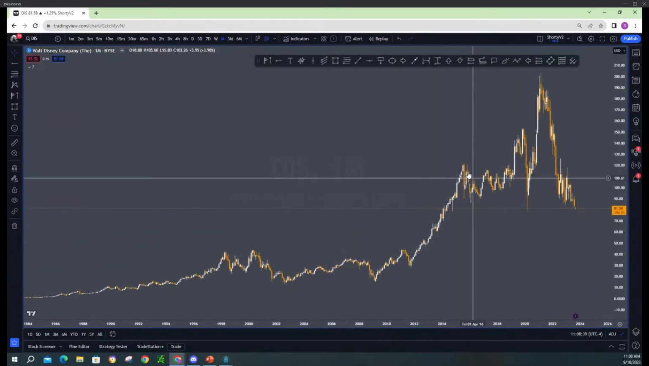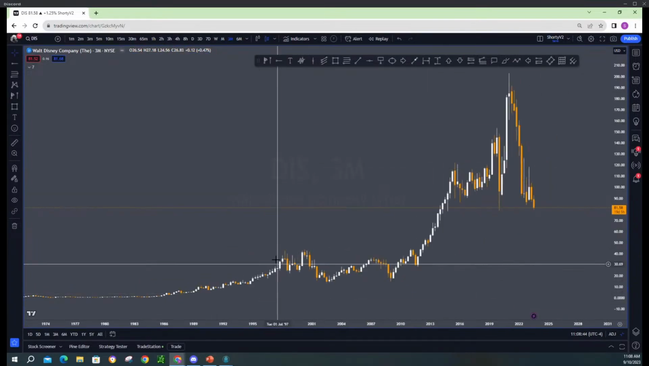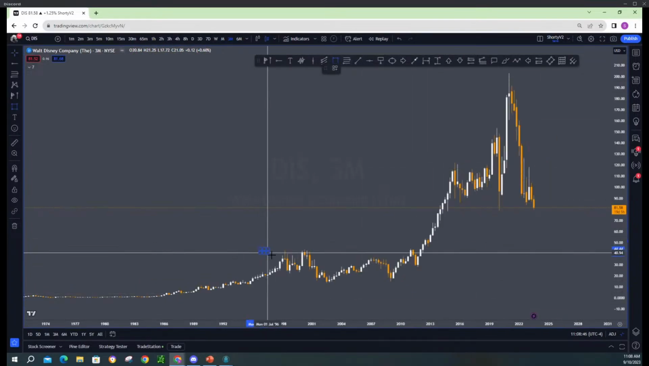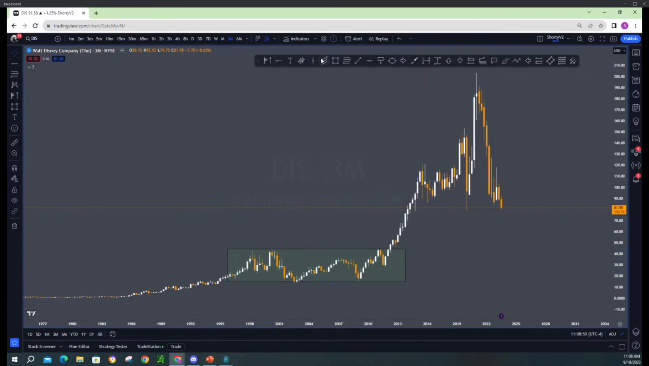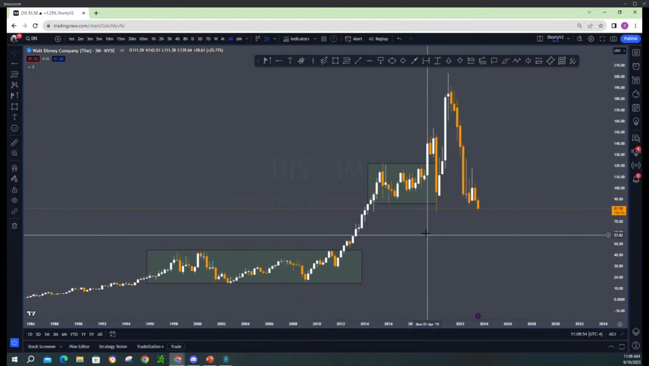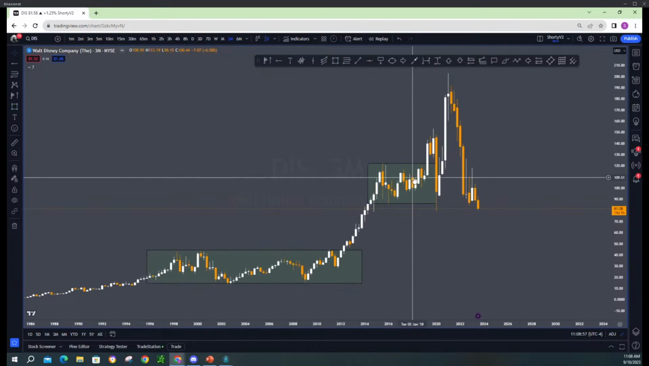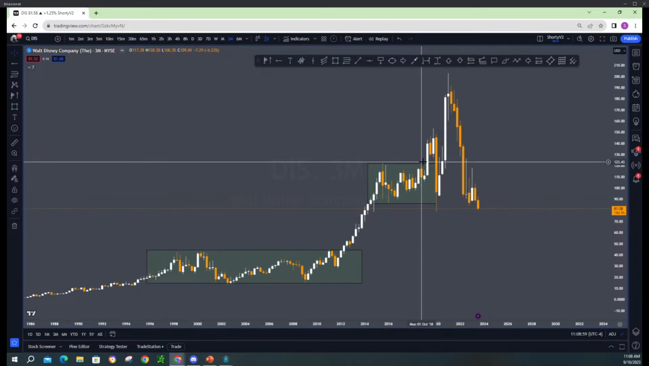So where do you think Disney's headed? Just look at the chart here. I'll give you a 3 month chart. Down, baby. Here's your accumulation, right? This is another accumulation here. This period is going to be well known in history. I promise 20 years from now, there's actually a good movie coming out.